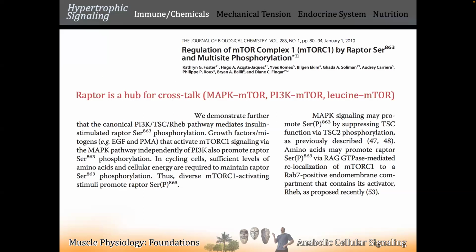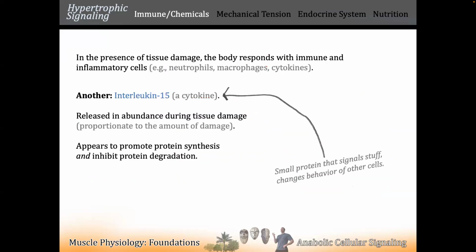And this is a good article that talks about some of the sites of interactions. MAPK signaling suppresses tuberin and promotes Raptor. When you see SER 863, that's a phosphorylation site. If you see serine or threonine or something in a number, that's just a particular location of phosphorylation. You don't need to know any specific locations, just that it gets phosphorylated and whether that phosphorylation activates or deactivates.